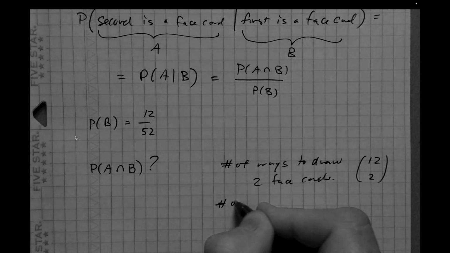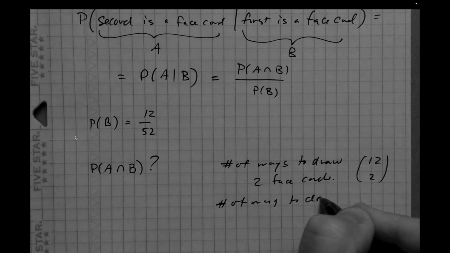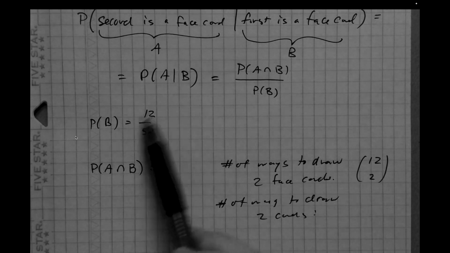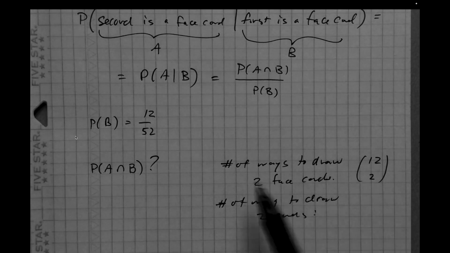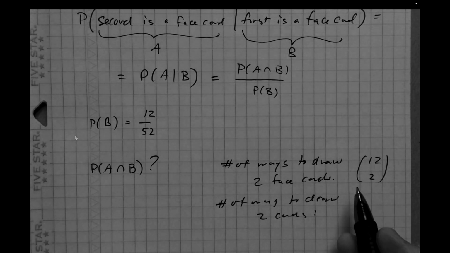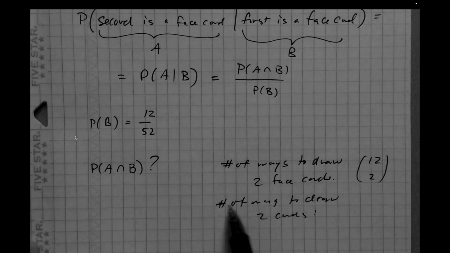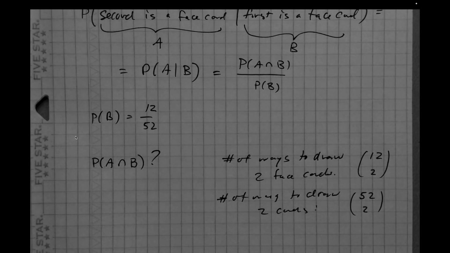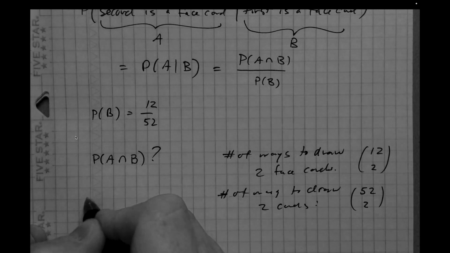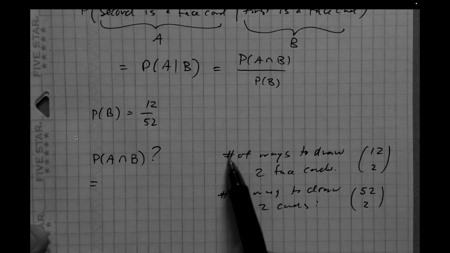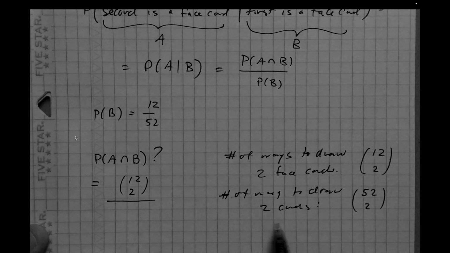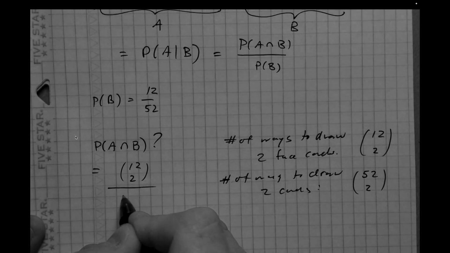Right, so the number of ways to draw 2 cards, of any type. Sorry, no. The number of ways to draw 2 cards is 52 choose 2, my goodness, sorry about that. Apologies. Okay, so the probability of A and B then is really the number of ways to draw 2 face cards, so 12 choose 2, divided by the number of ways to draw 2 cards of any type, 52 choose 2.